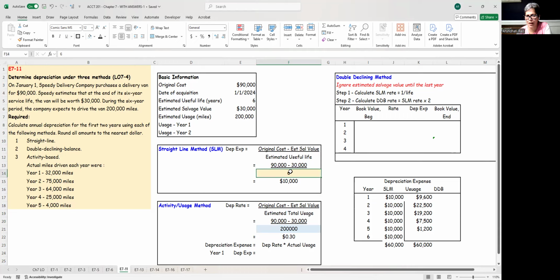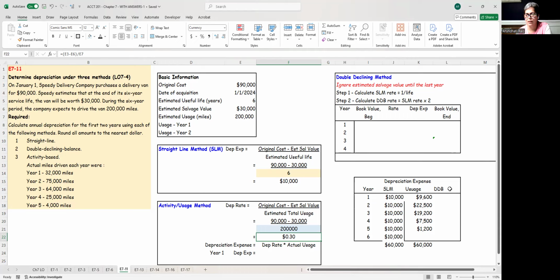Denominator for the straight line method, I took the years. I calculated annual depreciation. I can plug that in all the way through. For the activity-based method, I calculate the rate of depreciation. And then I have to wait until the end of each year to see how many miles I drove the van before I can calculate the depreciation. Now, what you will see is the more miles I drive, the more I'm going to depreciate the asset. So it makes a lot of sense to use the usage method if you can measure the usage, the activity of that particular asset.